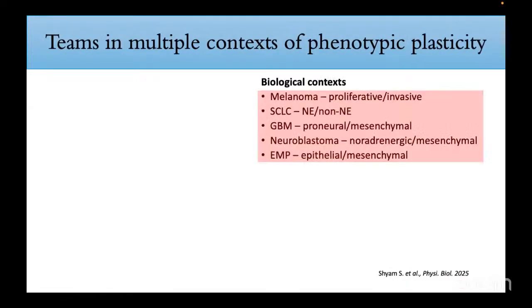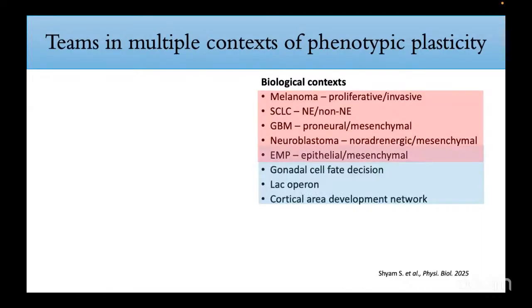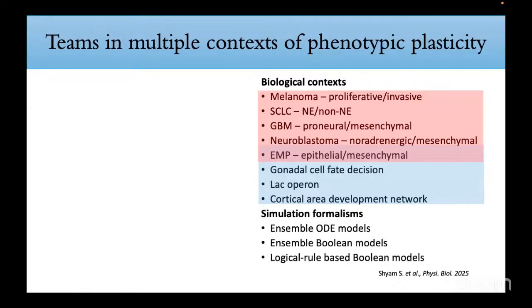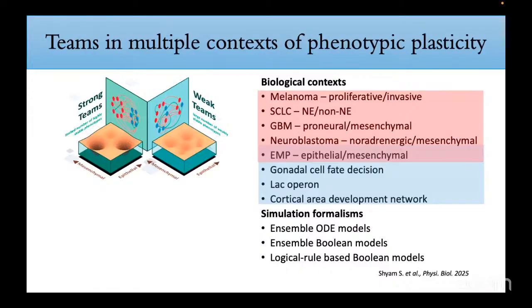Over the last couple of years, we have been analyzing networks both in cancer heterogeneity as well as developmental scenarios. And across all of these contexts, we find the team structure in the underlying gene regulatory networks. And using various different simulation formalisms, we have been able to verify that when you have such strong teams, then the emergent landscape, the emergent phenotypes broadly take a bimodal distribution. Essentially, you have two very stable phenotypes in the case of EMP, epithelial and mesenchymal, and then you can have some less stable phenotypes.